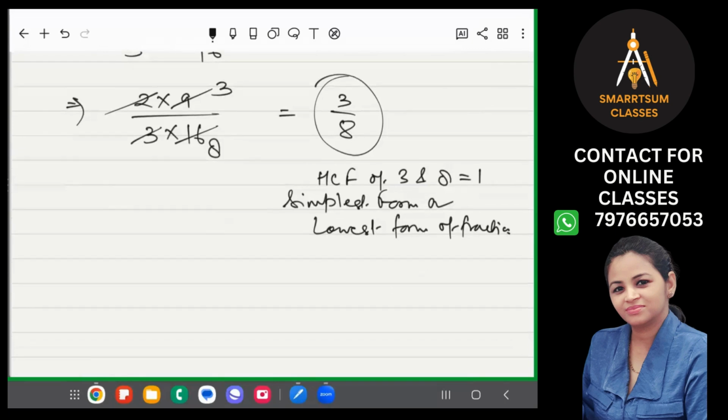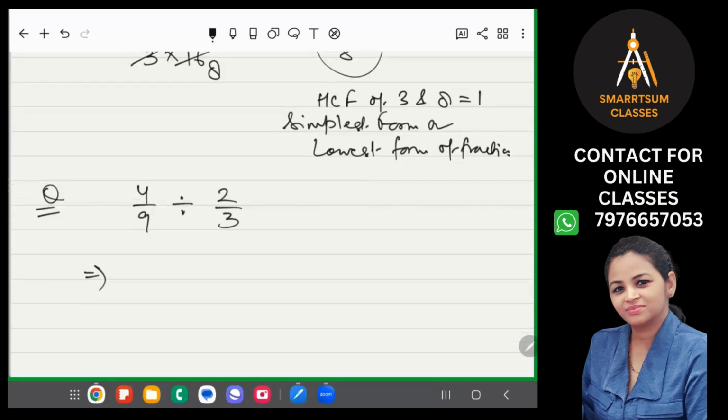Now let's come to division. Suppose you are dividing 4 by 9 with 2 by 3. What do we have to do? When we divide, we simply convert the division into multiplication by taking the reciprocal of the second number. The reciprocal of 2 by 3 is 3 by 2. So we convert the division sign into multiplication and take the reciprocal of the divisor fraction.